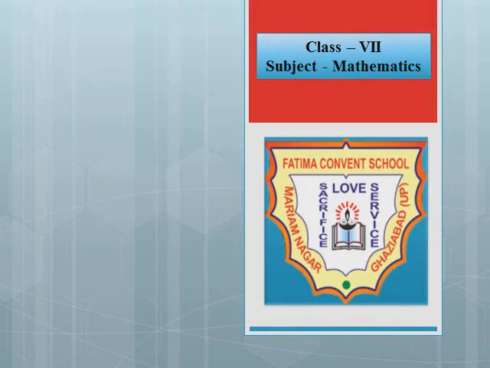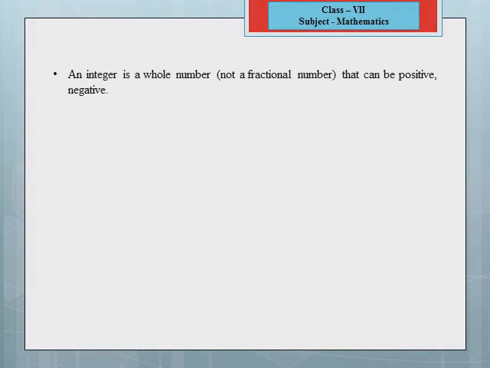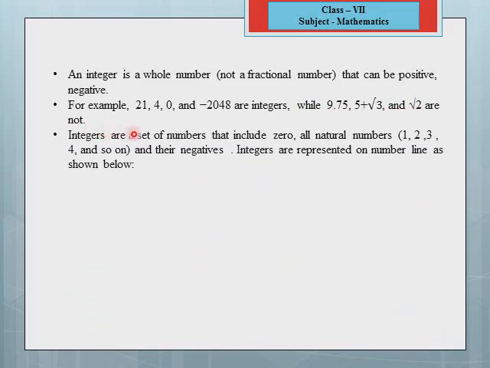Today we are going to learn chapter number 1, integers. What are integers? An integer is a whole number that can be positive and negative. For example, 21, 4, 0 and minus 2048 are integers while 9.75 and root 2 are not. Integers are a set of numbers that include 0, all natural numbers and their negatives.